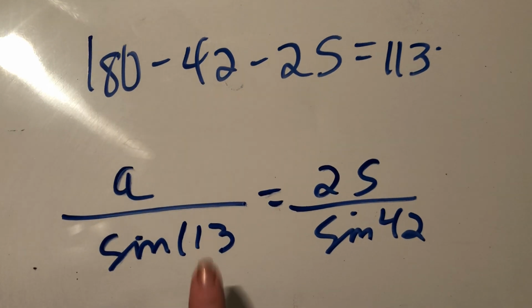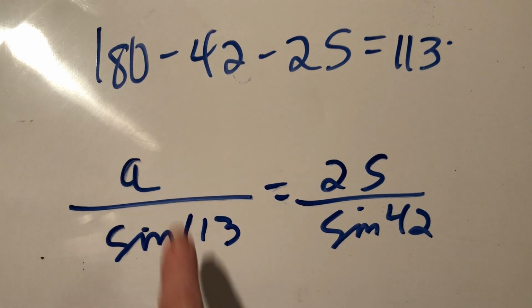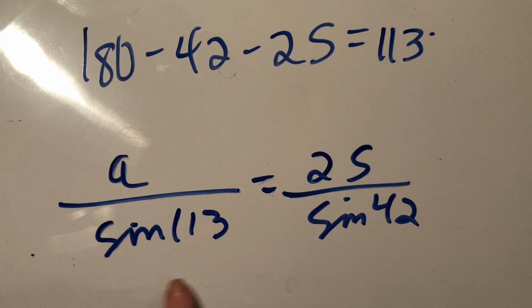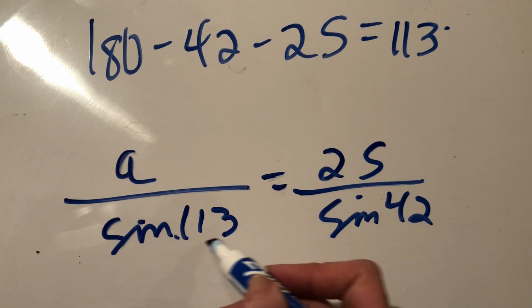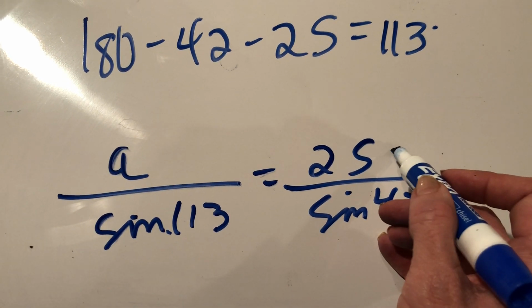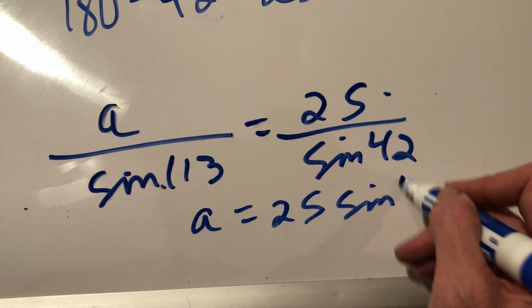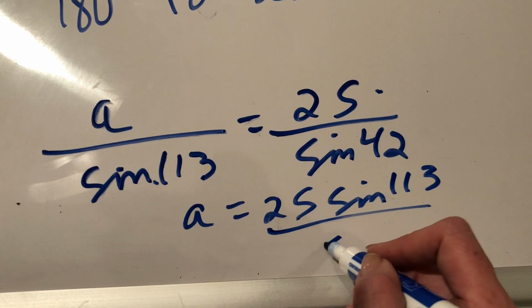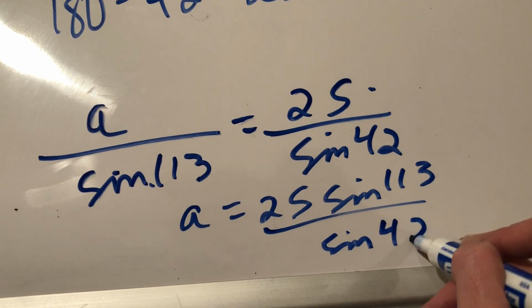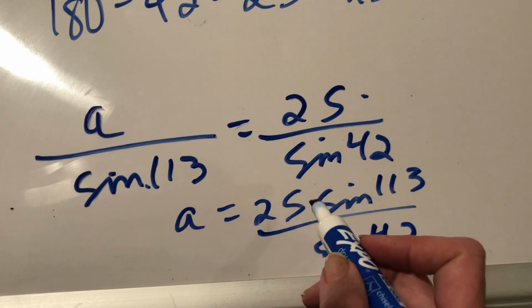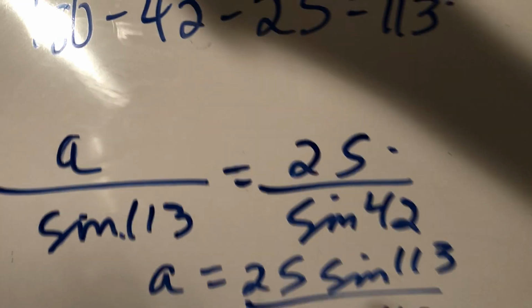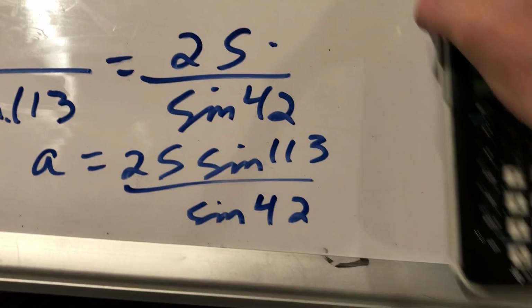If you set them up like I tell you to, you're looking for a side, set it up like this. The solving is so easy, because all you have to do is move that sine 113 up here by the 25 and then type it in your calculator. So 25 sine 113 over sine 42. Now you want to make sure that you put the sine 113 after the 25. Don't put it before it because you might put it in your calculator wrong.